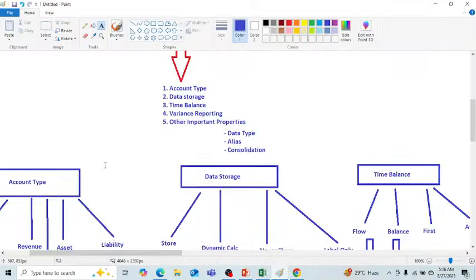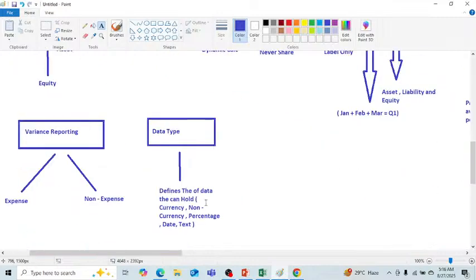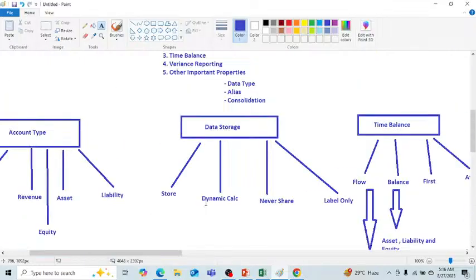Here you can see that under data storage we have store, dynamic calc, never share, and label only members. So how will you find, during making the form or during loading the data through Smart View, which is store, which is dynamic calc, which is never share, and which is label only? The best way to find out: the store member is the last member of the parent.